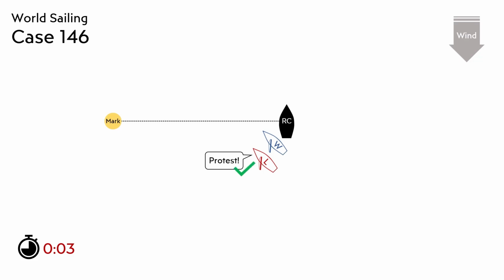The protest committee disqualified the windward boat for barging. The windward boat appealed the case. Their appeal was upheld and the protest committee's decision was reversed. Here's how the racing rules apply.